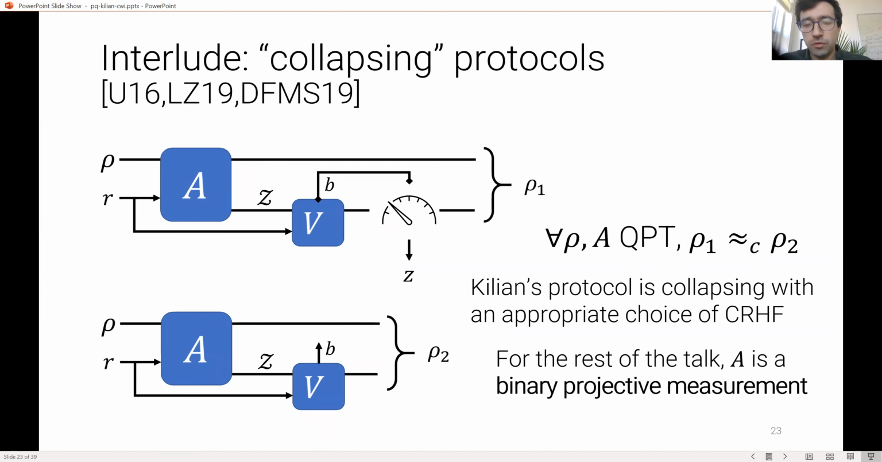And what this means is that for the rest of the talk, I'm going to consider A to be a binary projective measurement, which rather than producing the response Z, produces only a bit B that says whether the response Z is accepting or not. And this is okay because from the perspective of the extractor algorithm, he can't distinguish between these two worlds. This means that anything that holds for binary measurements is also going to hold for this other world where you fully measure this register Z. Okay. Are there any questions about that?